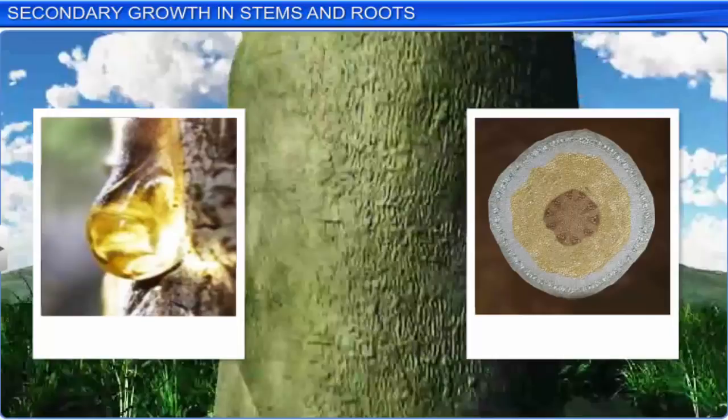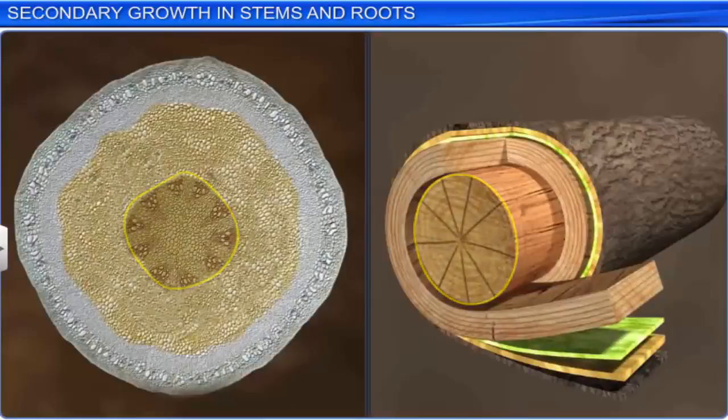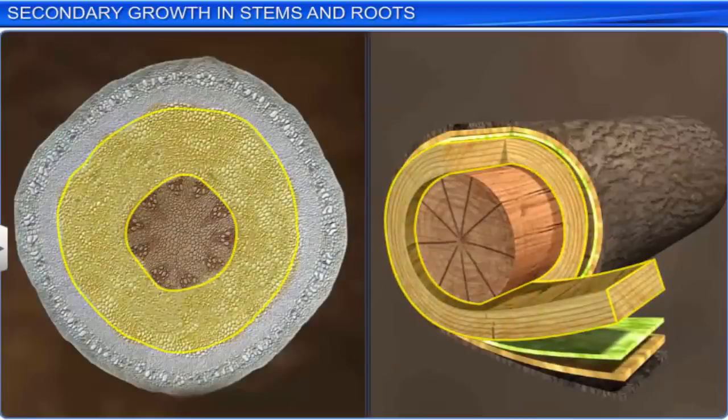These deposits make the wood hard and durable and resistant to microorganisms and insects. This region of the wood also consists of dead elements with highly lignified walls. It is called heartwood and provides mechanical support to the plant but does not conduct water. The peripheral region of the secondary xylem, which is lighter in color and is involved in conduction of water and minerals, is called sapwood.